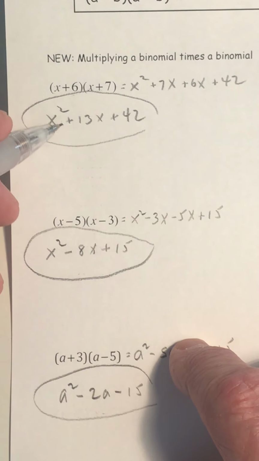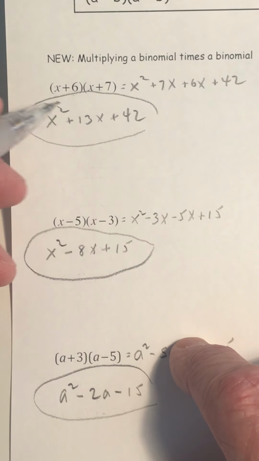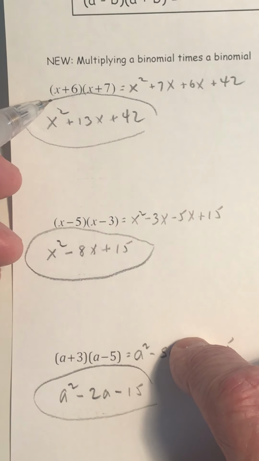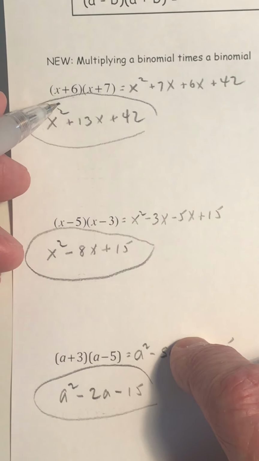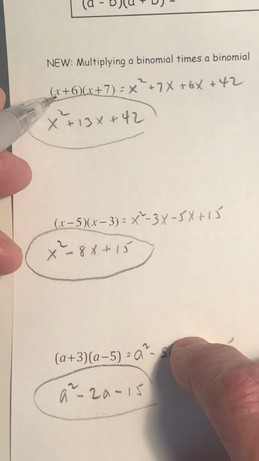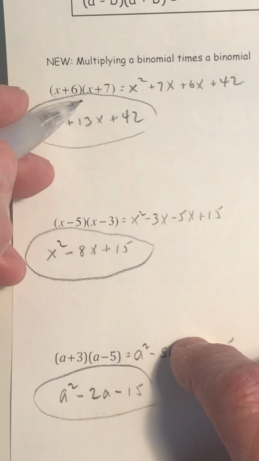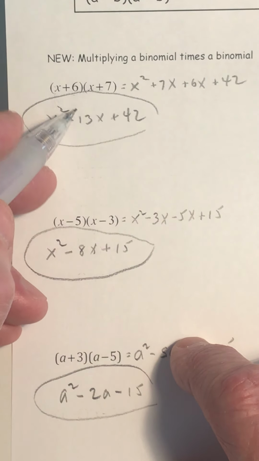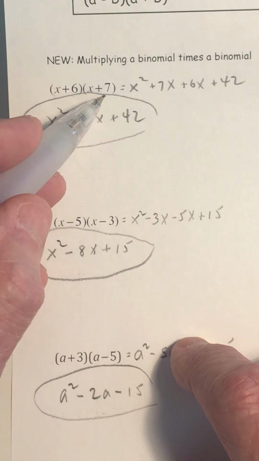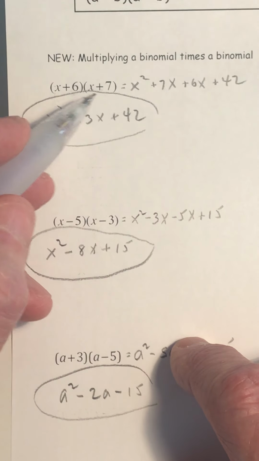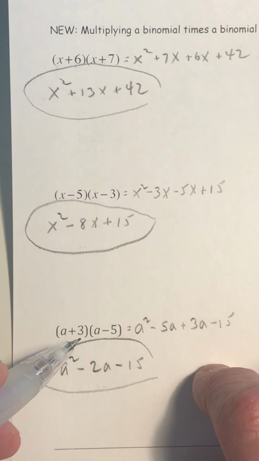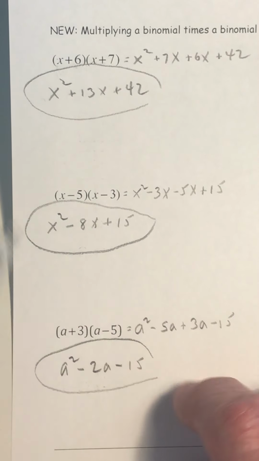Well, I'll say that one more time. If we have a 1x and 1x, or 1a and 1a, or whatever the variable is, if it's just simply the variable, not the variable to a power, or say a 3x and a 2x or something fancy like that, the middle term coefficient will be the sum of the two numbers in the parentheses, 6 plus 7, negative 5 plus negative 3, positive 3 plus negative 5.